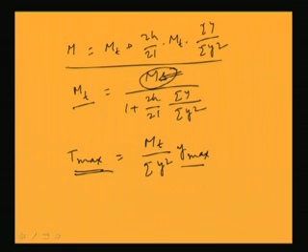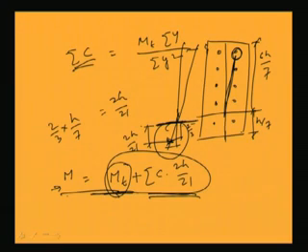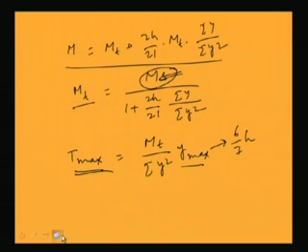And what is y max? Y max will be 6 by 7 into h, because this is h by 7. So, y max will become 6h by 7, this one, 6 by 7 into h.